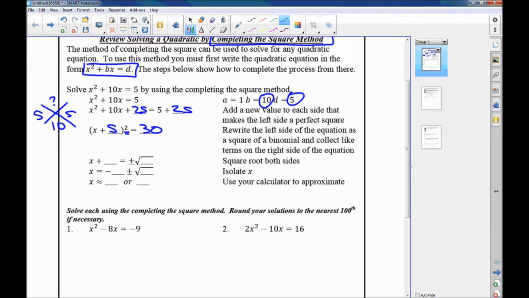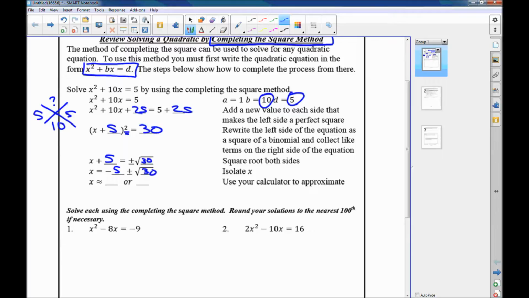So it'll become x plus 5 equals plus or minus the square root of 30. And then, move the 5 over. So subtract 5 from both sides. I'll put it in the front this time. So negative 5 plus or minus root 30. And in most books, you're going to see they put that minus 5 in the front instead of in the back of the square root.